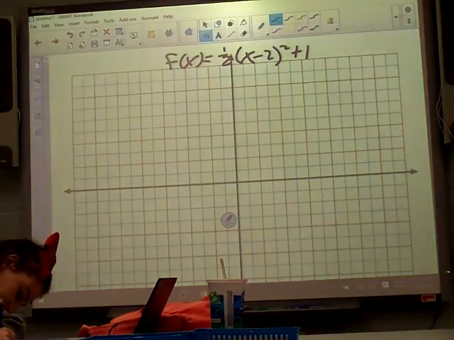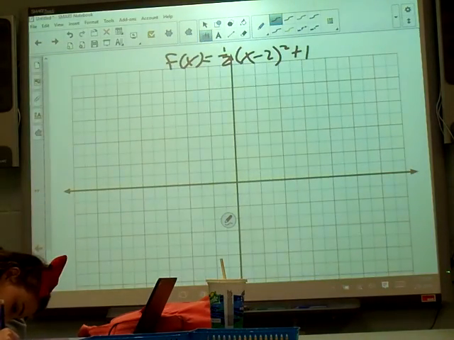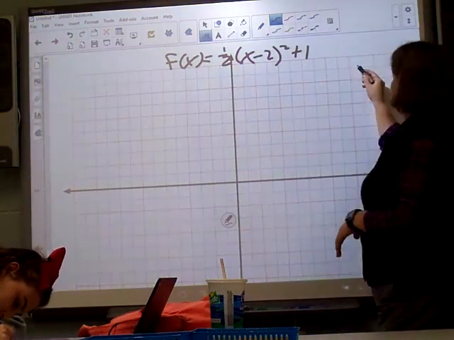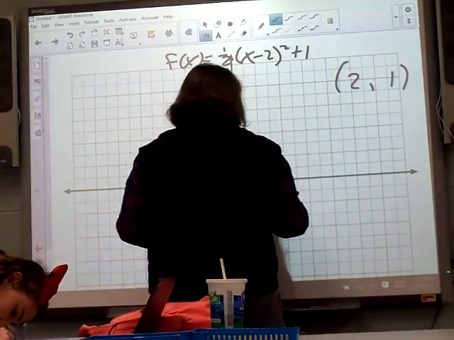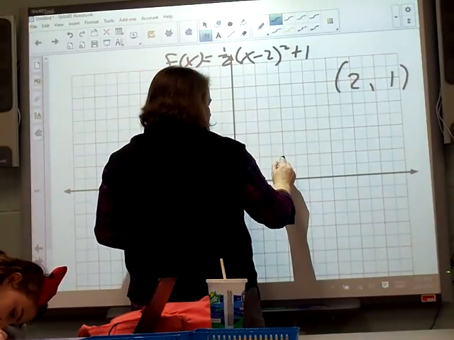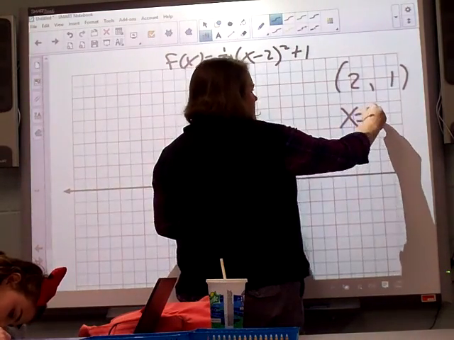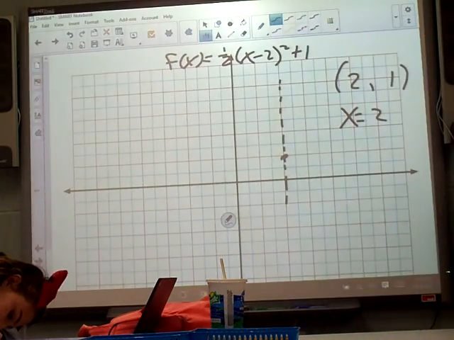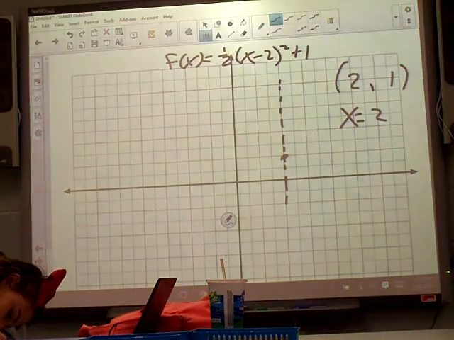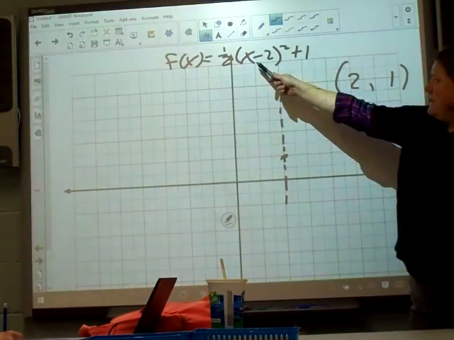What form is that in? Vertex. So what is the vertex? A positive 2 and 1. Good job. 2, 1. What's the axis of symmetry? X equals 2. Good job. Pick me a point that we don't already have. 3. 3 minus 2 is 1.